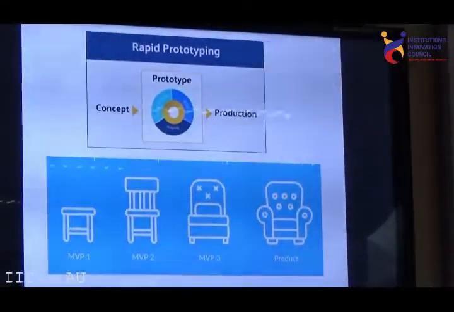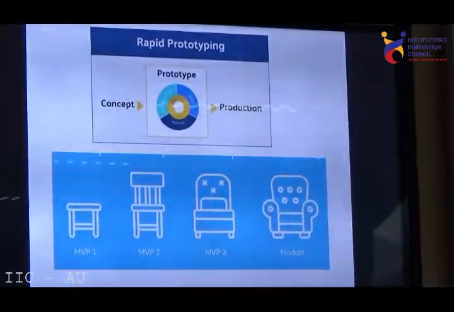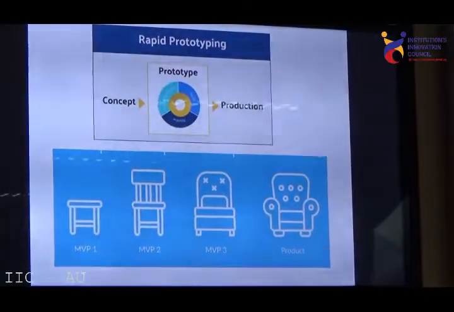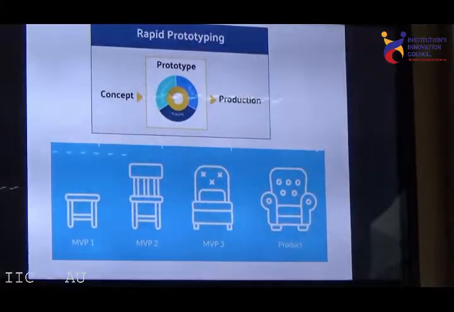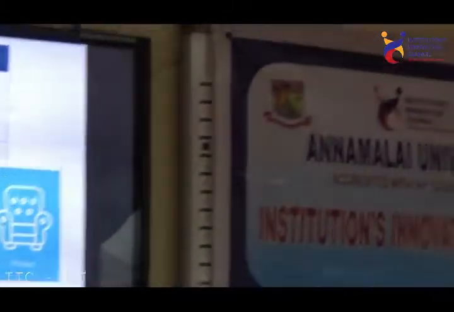If our product is not successful in the market, we can stop at this level itself. Otherwise, we can go on to the different minimum viable product levels. If everything is very successful, then we can go into a product. That product has a lot of value addition.